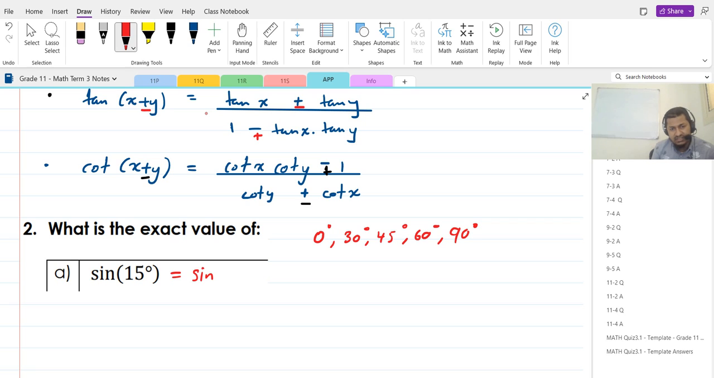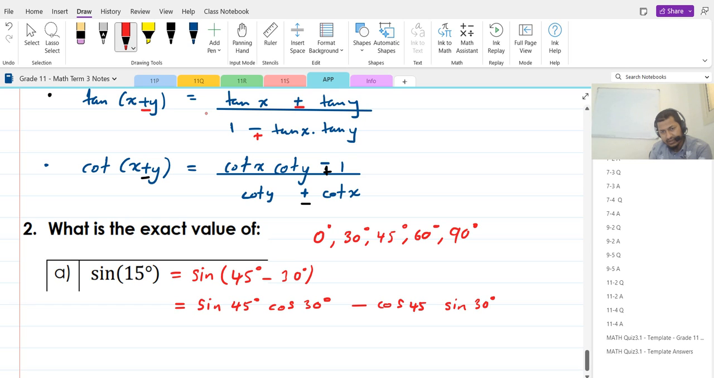So I know this is sine of 45 degrees minus 30 degrees. Please don't try to open this up like this. This here opens up as a difference formula. So it's basically start with sine 45, and sine remains the same, and end with sine 30. So what goes in between? Cos 30, right? And cos 45. Okay, now we know sine 45, if we use the table for special angles, we get root 2 over 2.